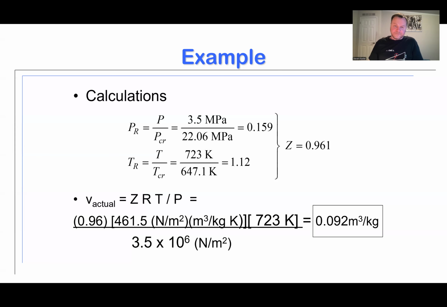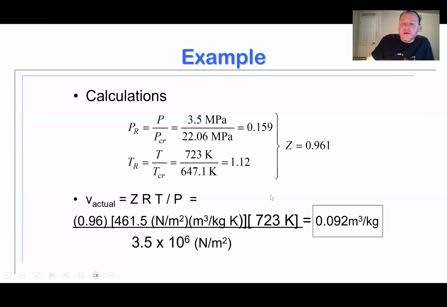And notice what they've done with the units here. They've broken everything down to base units, or at least to newtons. So the units cancel out this way, and that's fine. It's a perfectly appropriate way to do it. So you get a value over here of 0.92 if we run that out.